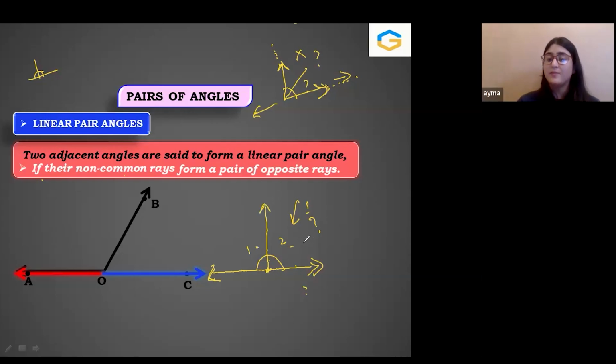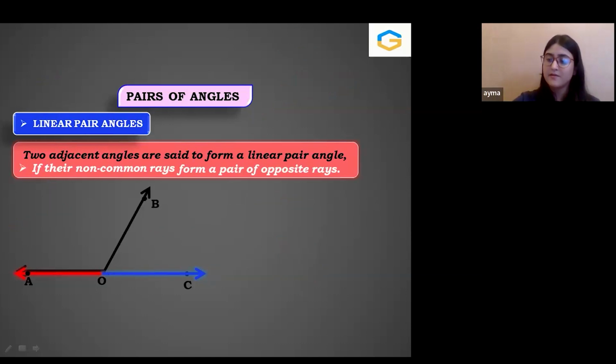Angles, adjacent angles would be the linear pair. Or you can make it like this, there is no compulsion. This one is also adjacent, but it is also a linear pair. How? Because one ray is going this way and one ray this way. Is this clear for everyone? Very important concept. Yes guys, any difficulty, any doubt in this? So shall we move forward now?